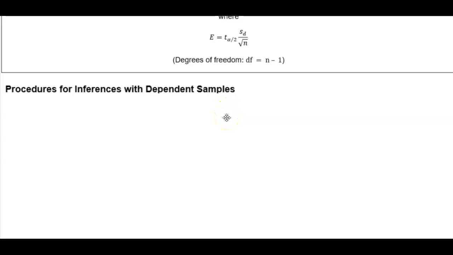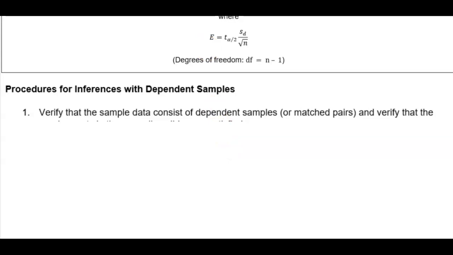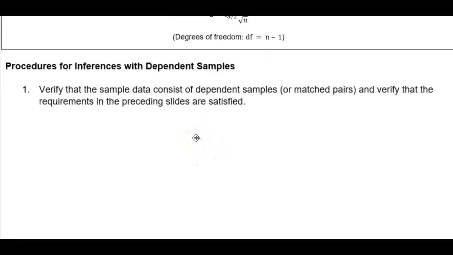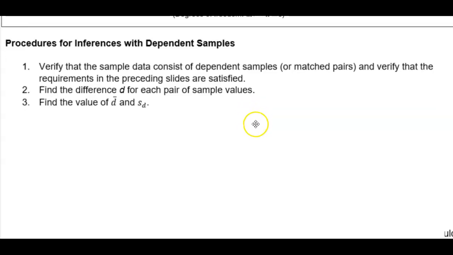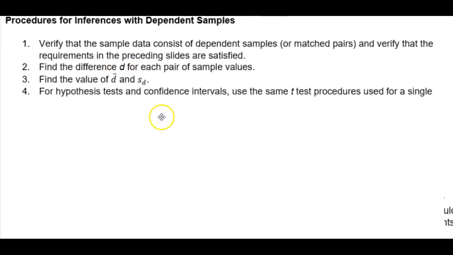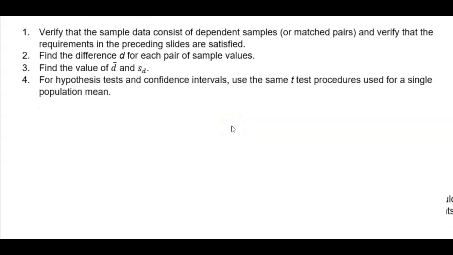And so the procedures for inferences with dependent samples. Number 1, you verify that the sample data consist of dependent samples or matched pairs, and verify that the requirements in the preceding information or slides are satisfied. Number 2, you want to find the difference for each pair of sample values. Number 3, once you find the differences, you want to find the mean of the differences and the standard deviation of those differences. And then number 4, for hypothesis tests and confidence intervals, use the same t-test procedures used for a single population mean.